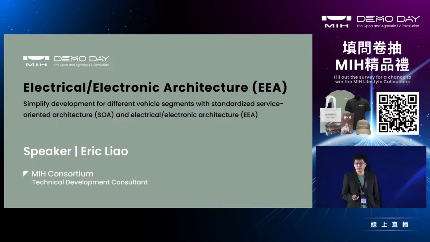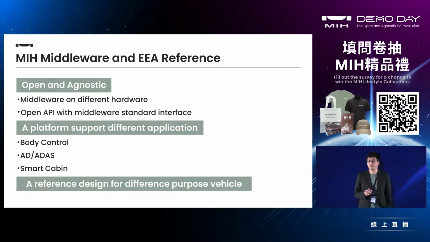So how do we achieve the open and agnostic? First, we're putting all the middleware on different hardware. So you can run your application on the different hardware through the open API with the middleware standard interface. All of the innovators or creators can develop their applications like body control, ADAS, smart cabin through these open APIs. And also, MIH will open all of these reference designs for different purpose vehicles.